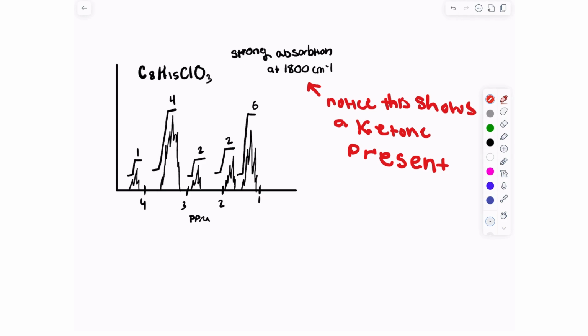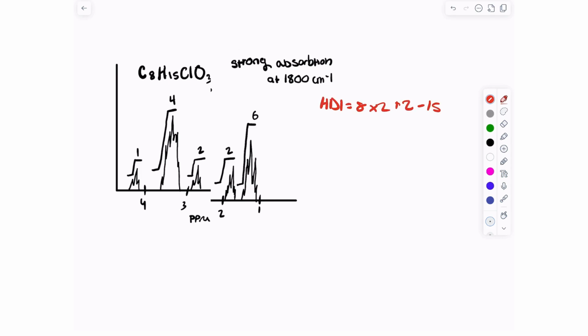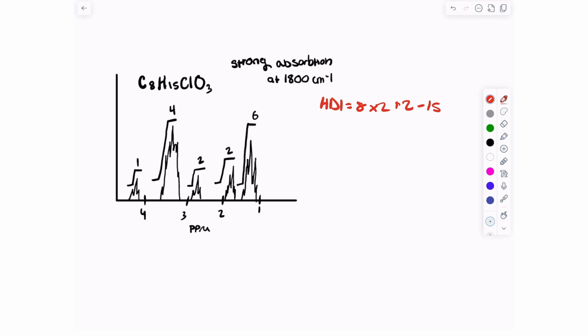Okay, so this one is an example of one you have to pay attention to. Count how many atoms you've used, and just pay attention to all the little details. So the first thing that we're going to do is we're going to calculate the HDI.